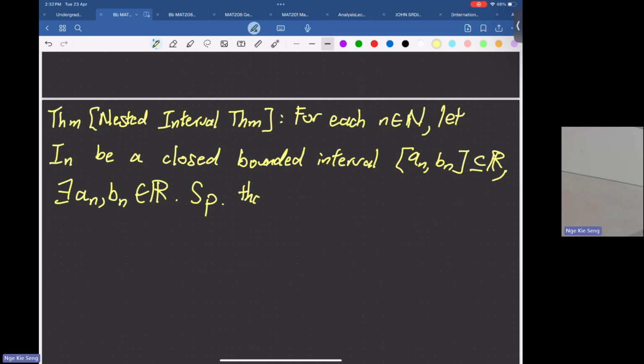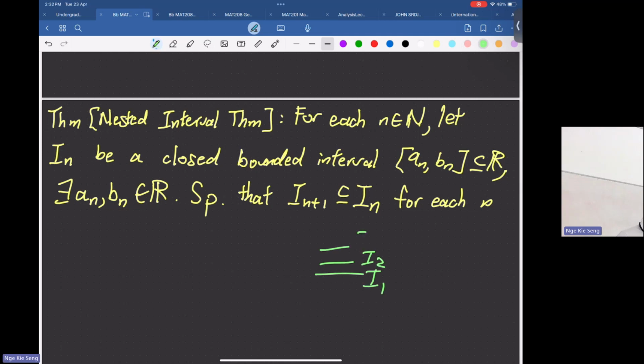So suppose that An plus 1 is covered by In. Meaning you have a smaller interval. In plus 1 is a subset of In. So you are nested for each n. How do you imagine this? You have I1, and then I2, and then I3, and then I4, something like this, and so on, nested. So you can think I1 is a nest of I2, I2 is a nest of I3, and so on.